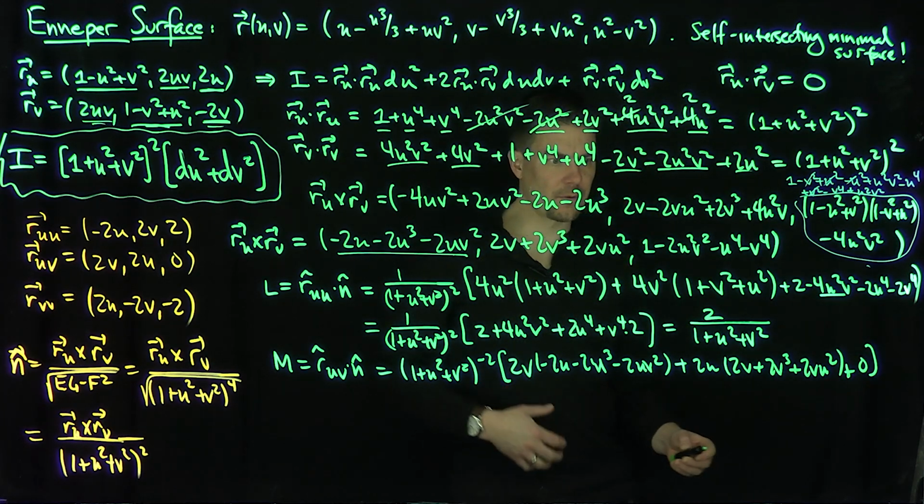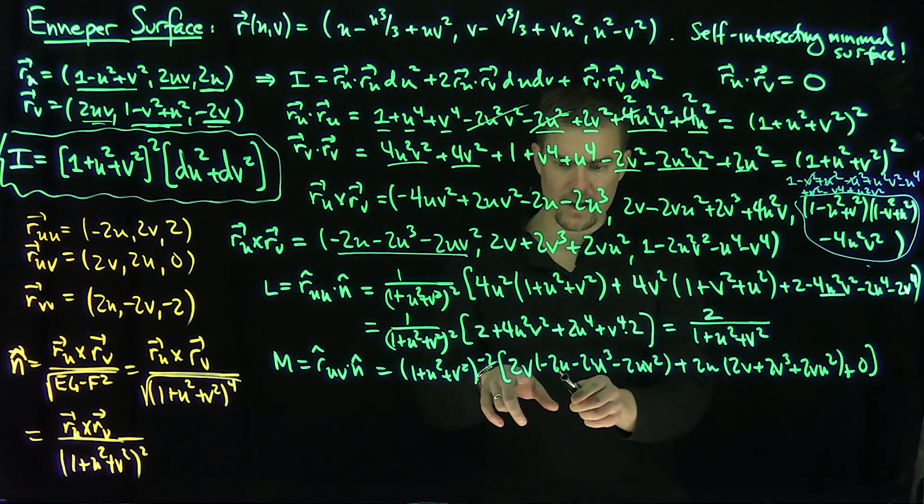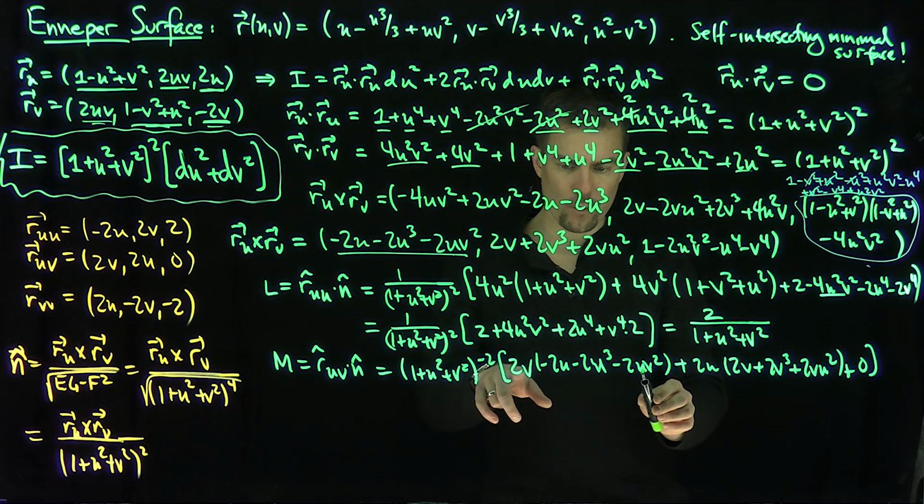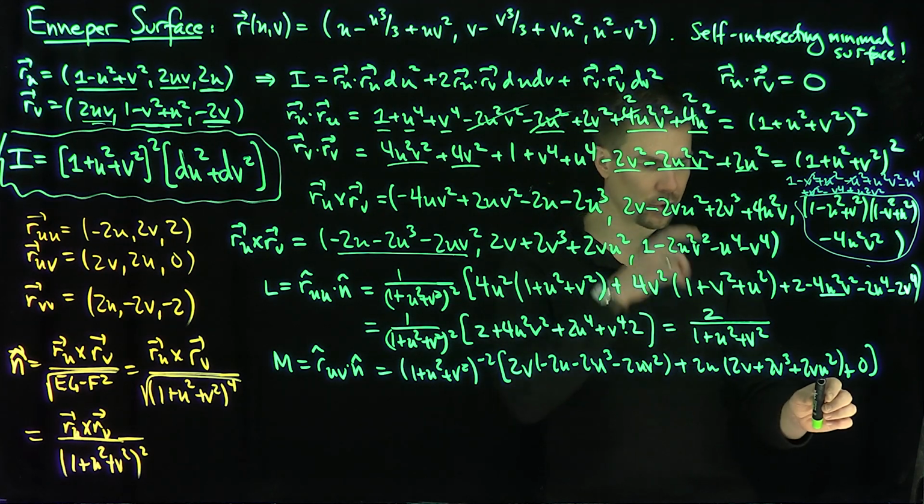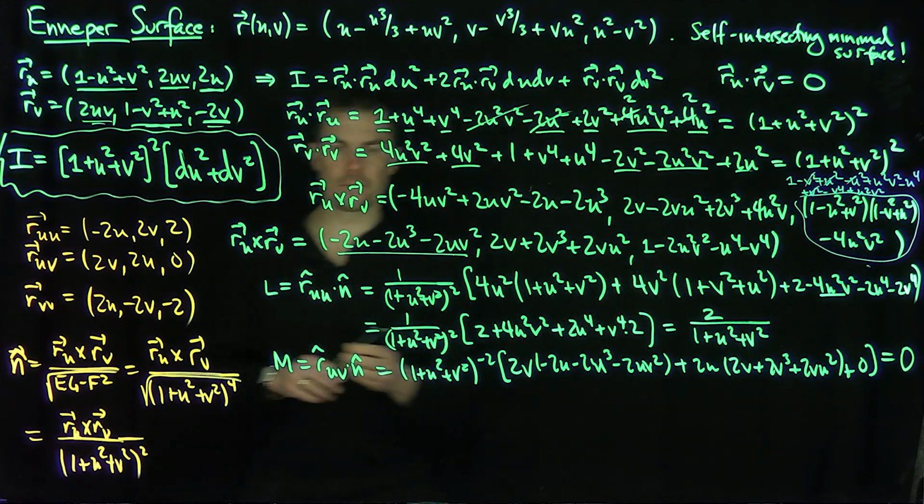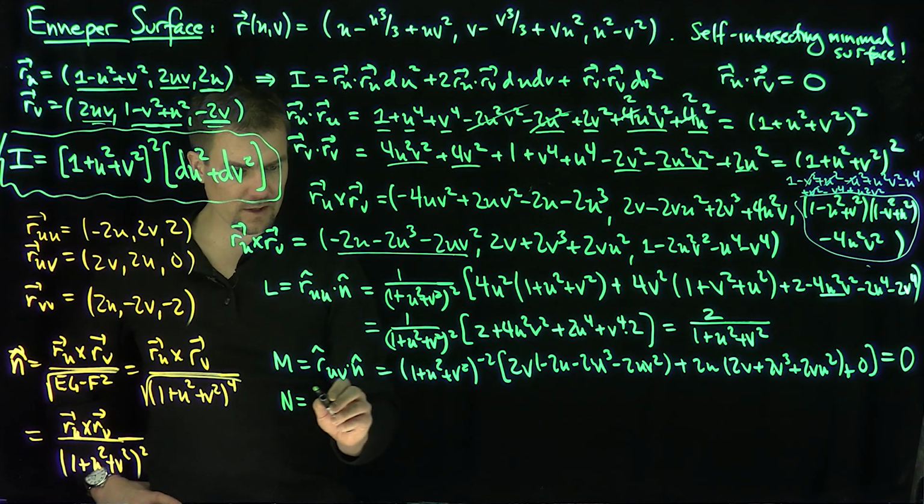Now, of course, what's going to happen over here is, if I multiply all these things out, we're going to have a negative 4uv, a positive 4uv, a negative 4u cubed v, a positive 4u cubed v, and then a negative 4uv cubed and a positive 4uv cubed, right? So in other words, this m term over here is exactly equal to 0. Beautiful, right? And finally, let's do n. So n, the last term in the second fundamental form, is going to be r_vv dot n hat.